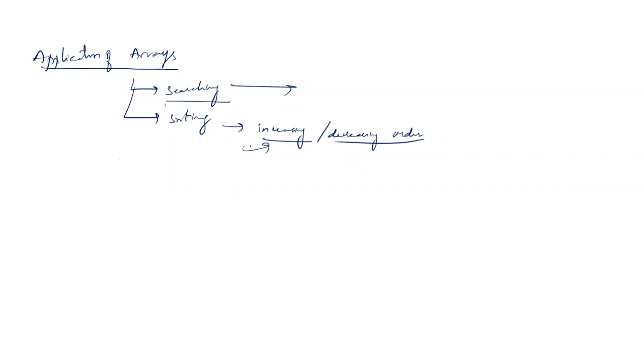So if we want to search for a given element, it is easy if it is in sorted order. And if you make something sorted, it is easy to do any operation on the particular elements and values. That's the reason sorting is used. Searching and sorting are some of the applications of arrays, a type of data structure.